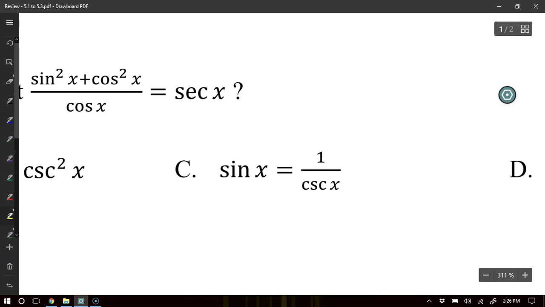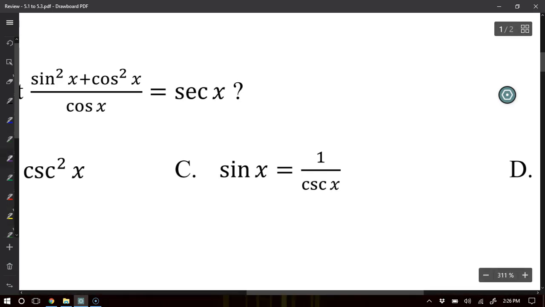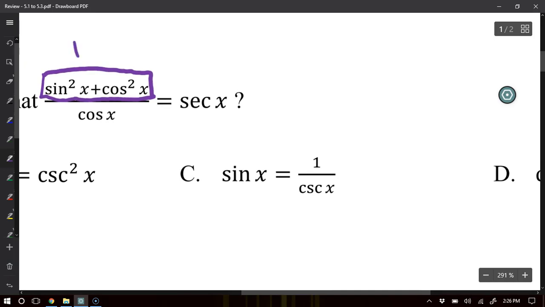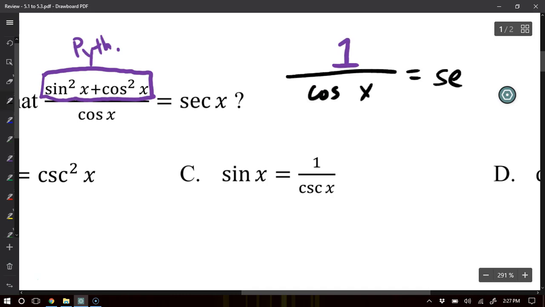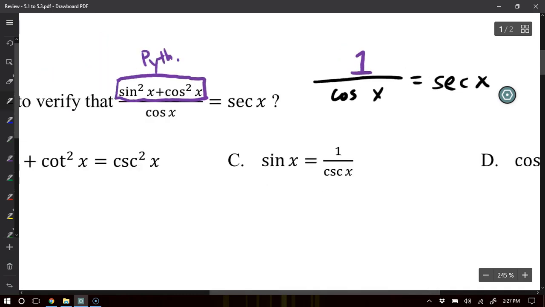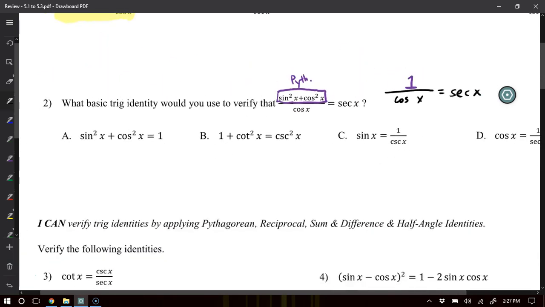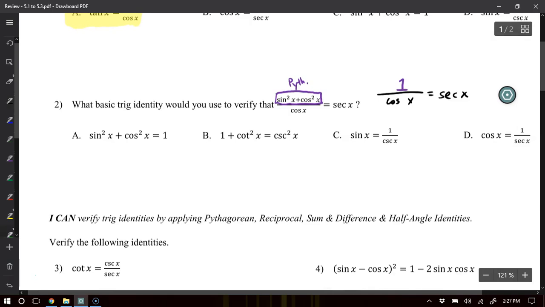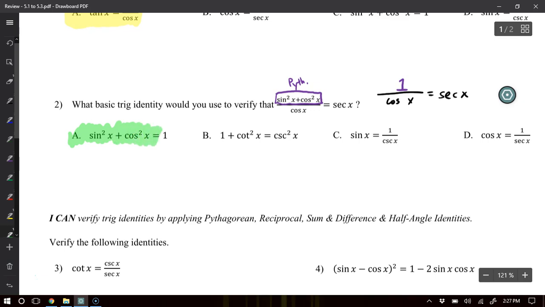So I'm going to look at this first. Well, I'm going to change the left-hand side in this case, and I notice right away sine squared plus cosine squared. I have two trig identities squared being combined together, so that makes me think it could be a Pythagorean identity. And if I were to take a look, sine squared of x plus cosine squared of x is 1. So on the left side, I have 1 on top, cosine on the bottom. And so the first identity I use to verify is that sine squared of x plus cosine squared of x equals 1. So it looks like A is the choice here. That's the one I used.